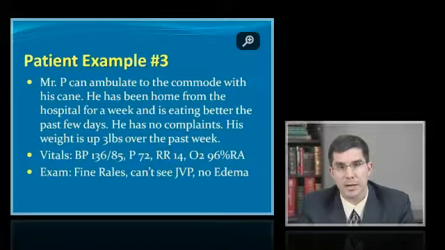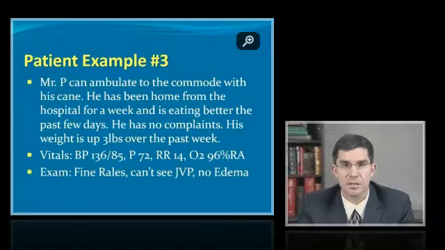On physical exam, his blood pressure is 136/85, his pulse is 72, his respiratory rate is 14, and his oxygen level is 96% on room air. On exam, he's got fine rales at the base, you can't see the jugular venous pressure, and there's no edema in his legs. So take a second to think about Mr. P and think about whether he's in the green, yellow, or red zone.